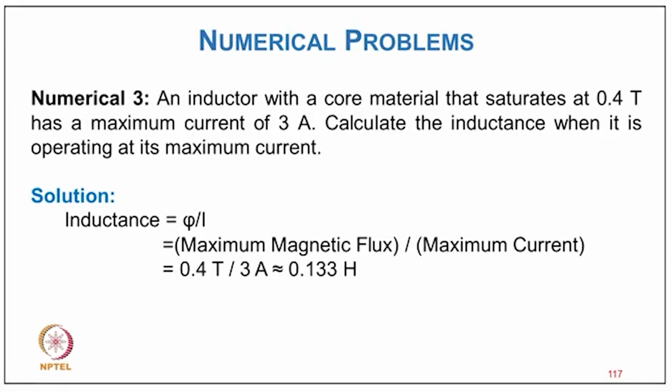Coming to numerical 3: an inductor with a core material that saturates at 0.4 Tesla has a maximum current of 3 ampere. Calculate the inductance when it operates at maximum current. Inductance is phi upon I, so maximum magnetic flux upon maximum current, that is 0.4 Tesla divided by 3, that is 0.133 Henry or 133 millihenry.